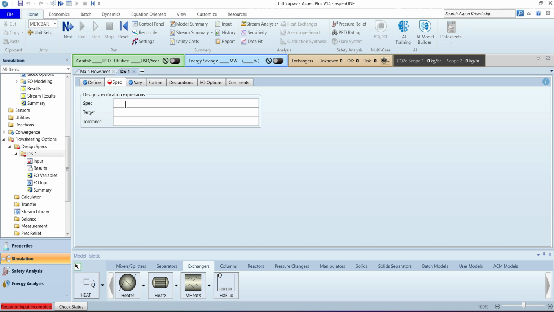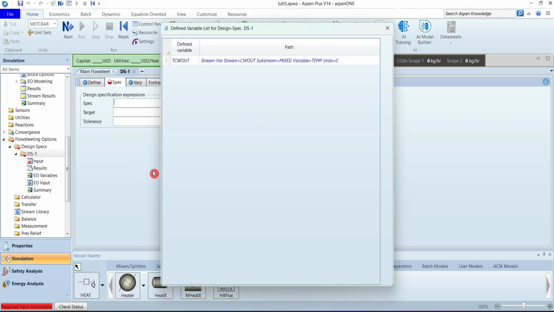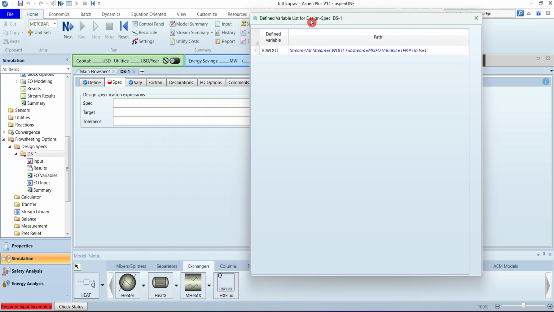Here in the spec, the first information is exactly the variable that we are talking about. You can type the variable. The other option is you can right click exactly on the cell, go to the variable list, and you can see all the variables that we have defined anywhere in the simulation file. All the variables will appear over here, and you can simply click and drag it to the spec block. You can drag it over here.